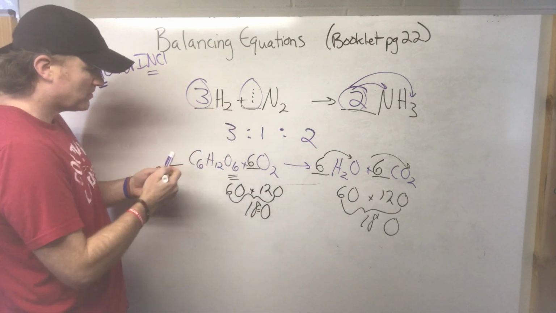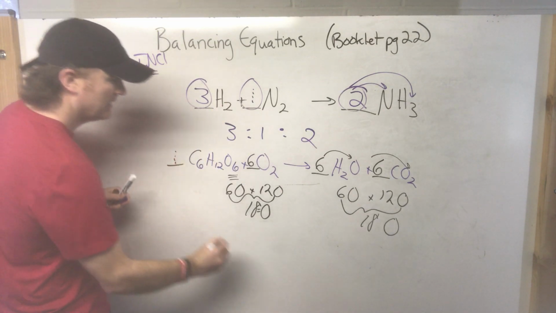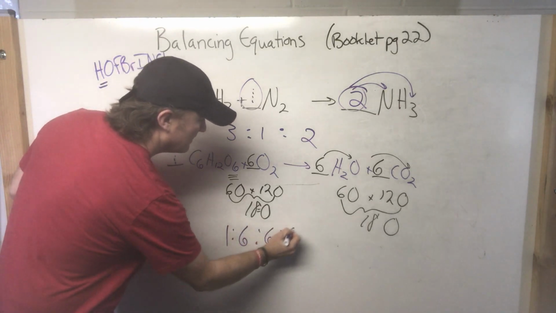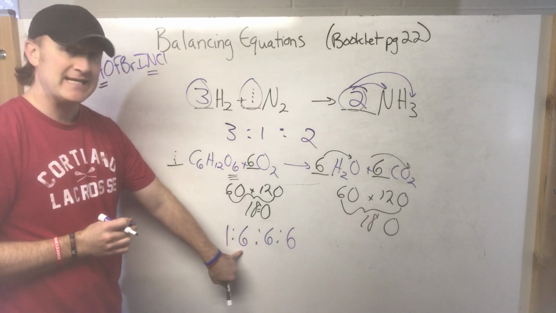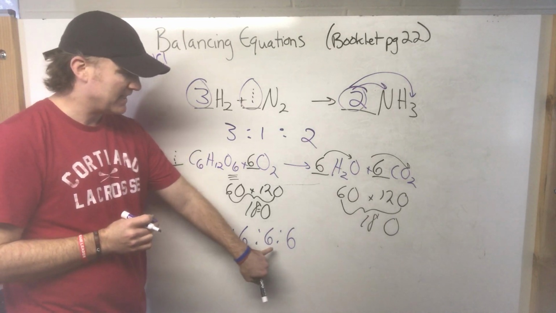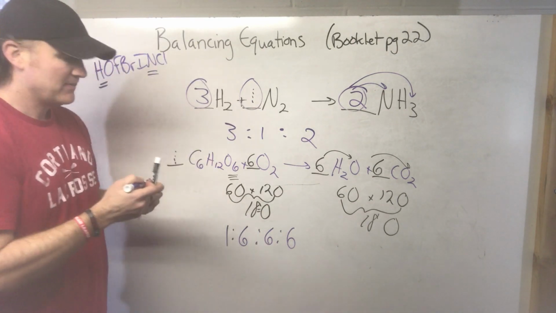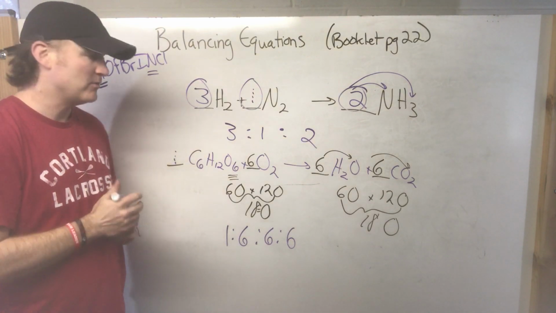Now, as far as the ratio for this, because I didn't put a number here, this would be a 1 to 6 to 6 to 6 ratio. 1 sugar molecule, I need 6 oxygen molecules, and I'm going to get out and breathe out 6 carbon dioxides and 6 waters. Okay, that's our photosynthesis and respiration review from a few years back.